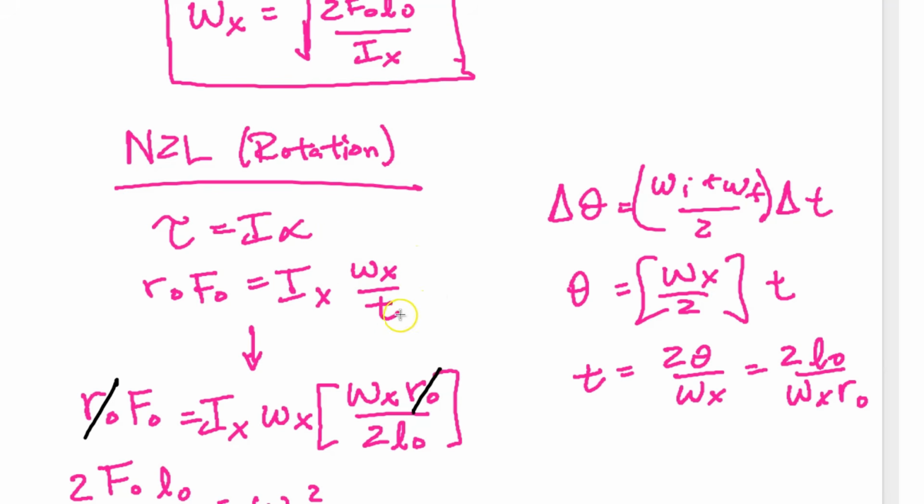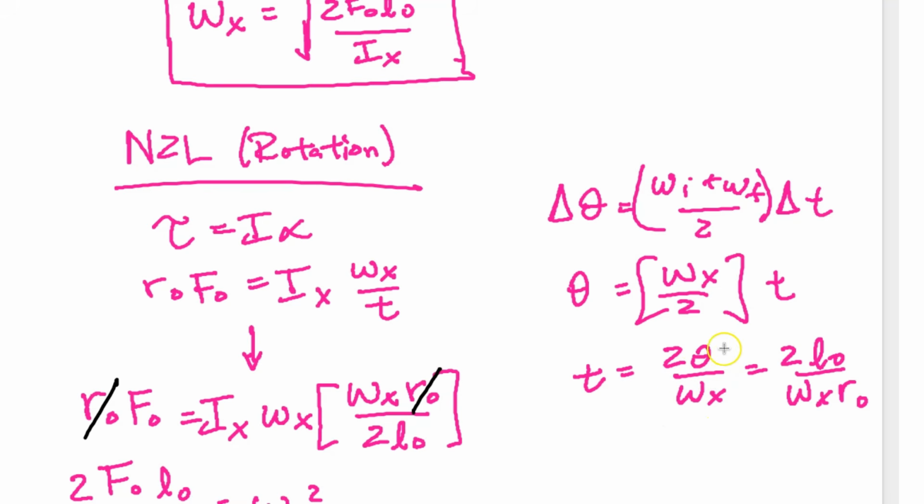Next, we need to relate t to omega, and we're going to do that by using the rotational version of one of the kinematic equations. So we're going to state delta theta, or the angular displacement, is equal to omega i plus omega f divided by 2 times the change in time. Because the initial time is 0 and the initial theta is 0 and the initial angular velocity is 0, we can state that theta is equal to omega X over 2 times t. Solving for t, we get t is equal to 2 times theta over omega X.